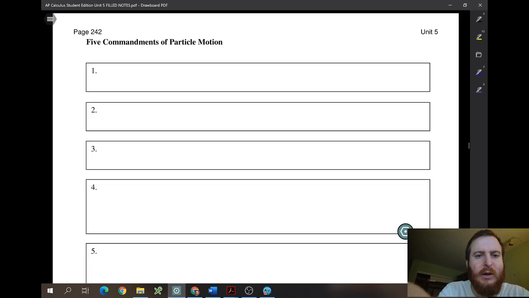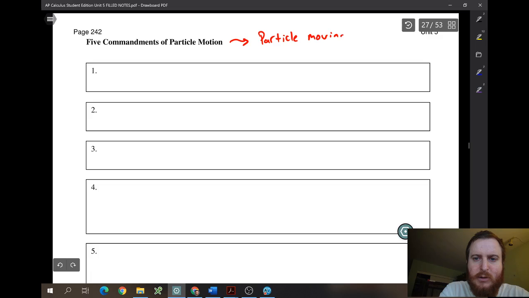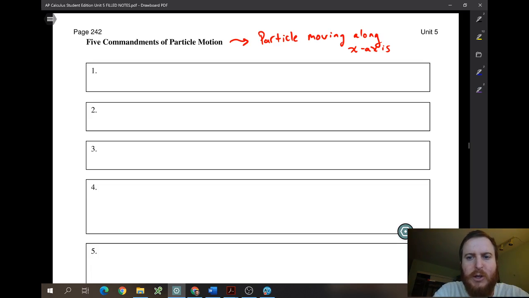So again, this is particle motion. In this case, we're talking about a particle that's moving along the x-axis. In calculus, we always use a particle because particles don't have to worry about friction, wind resistance, air resistance, anything like that. We're just talking about the motion going left and right.